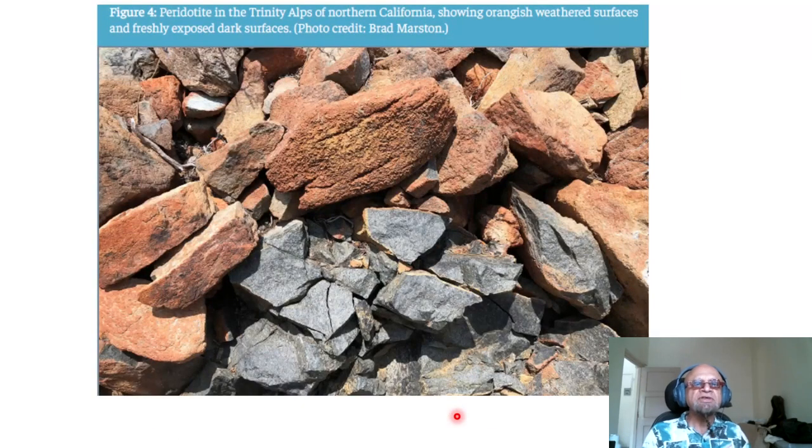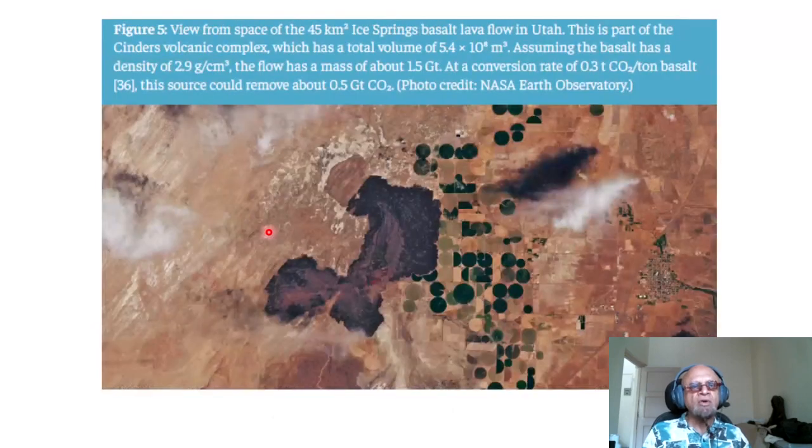Okay, so this is the peridotite in the Trinity Alps of Northern California, showing orangish weathered surface and freshly exposed dark surfaces, which is the natural process you are trying to use for enhanced rock weathering.